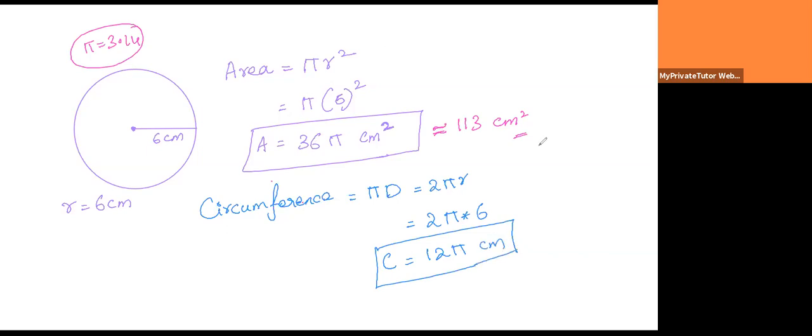Sometimes, if the question asks you to write it in decimals, please go ahead and substitute the value of pi. What is the value of pi? It's around 3.14, isn't it? So we'll get 37.68 centimeters. That is the circumference of this circle. I hope you're able to follow me. Please let me know if I am slow. I will try to be a little faster.